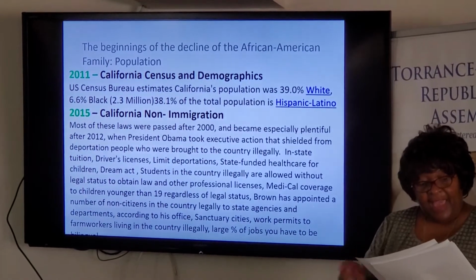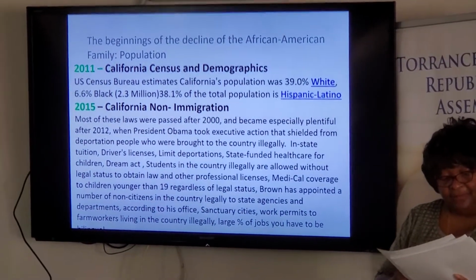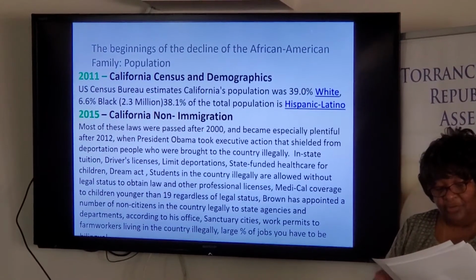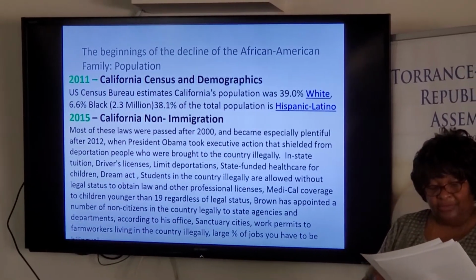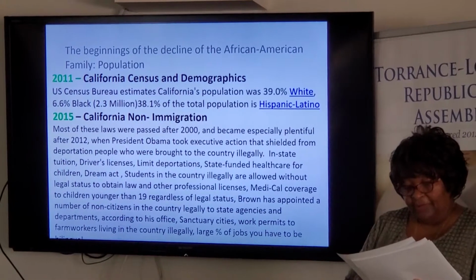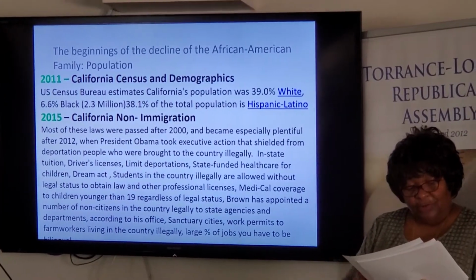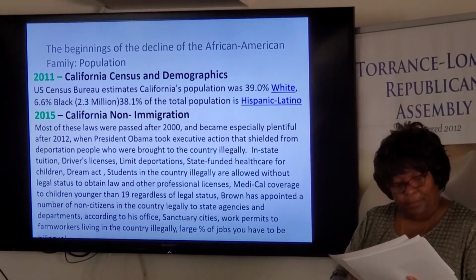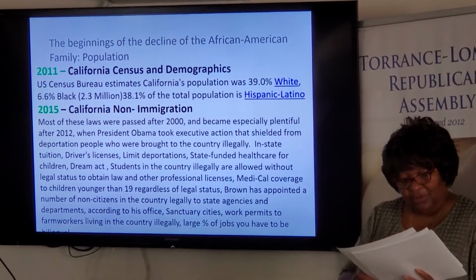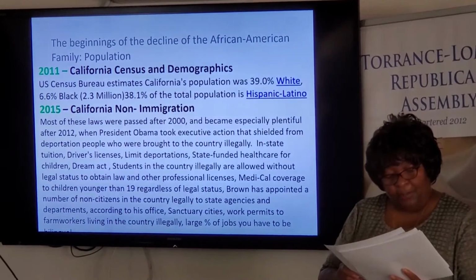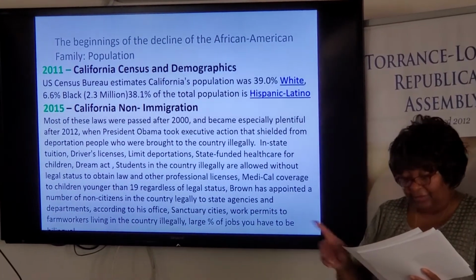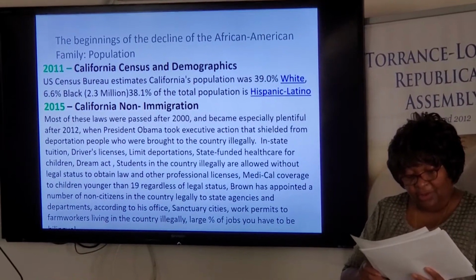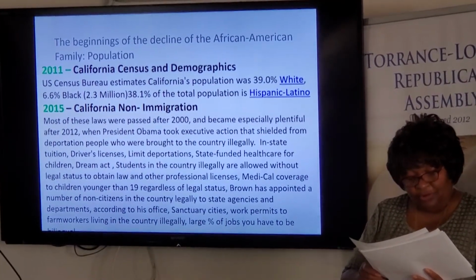Okay, they had in-state tuition, driver's licenses, limited deportation, state-funded health care for children, and DREAM Act students in the country legally are allowed, without legal status, to obtain law and other professional licenses. Medicare covers children younger than 19 regardless of legal status. Brown had appointed a number of non-citizens in the country legally to state licensing departments, according to his office. Sanctuary cities, which are big here in California. Work permits to farm workers living in the country legally. A large percentage of jobs you have require you to be bilingual.